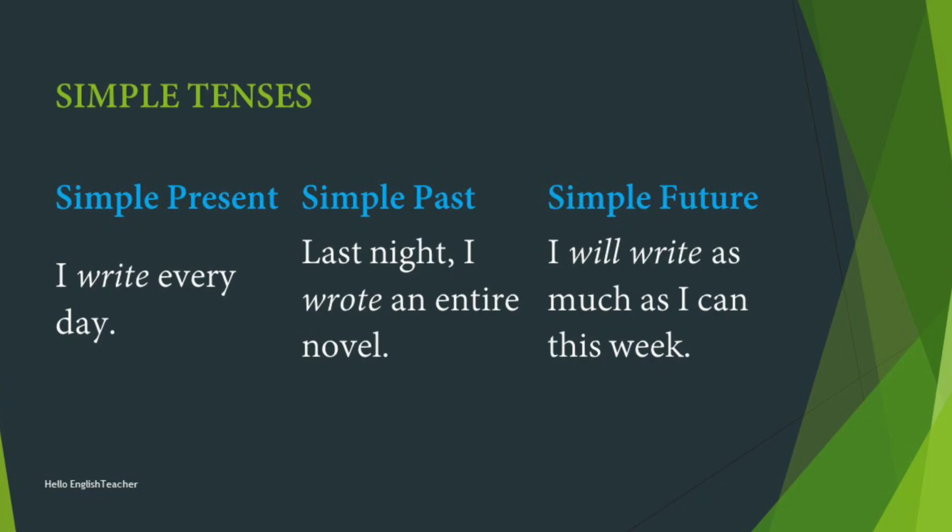So, simple past tense is used to denote an action that was started and completed in the past. So, look at the example that I have given here. Last night I wrote an entire novel. So, which is the verb here? Wrote. So, last night is only the time, there is no specific time given. So, last night the thing had started and it had also come to an end. So, wrote is a simple past tense form of the verb write.